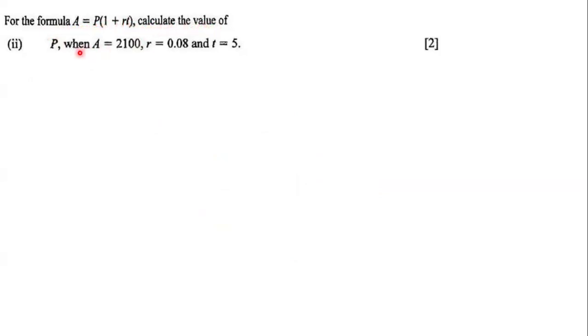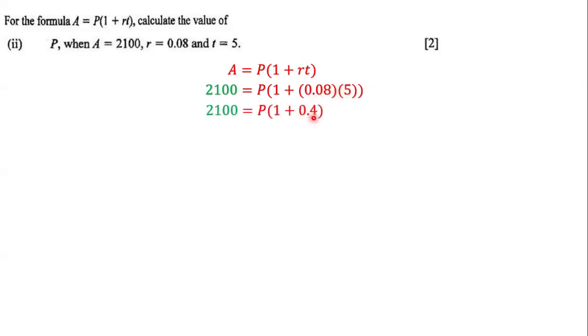Next, it says here, for the formula A is equal to P, open bracket 1 plus RT, calculate the value of P when A is equal to 2,100, R is equal to 0.08, and T is equal to 5. The first thing we're going to do is substitute. So A is equal to 2,100, R is equal to 0.08, and T is equal to 5. Next, we multiply. So we have 0.08 multiplied by 5, and that gives us 0.4. So we have 2,100 is equal to P, open bracket 1 plus 0.4.